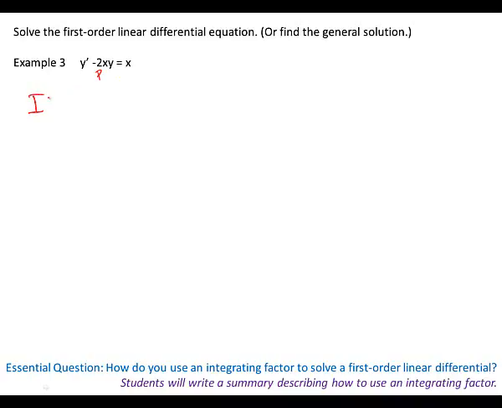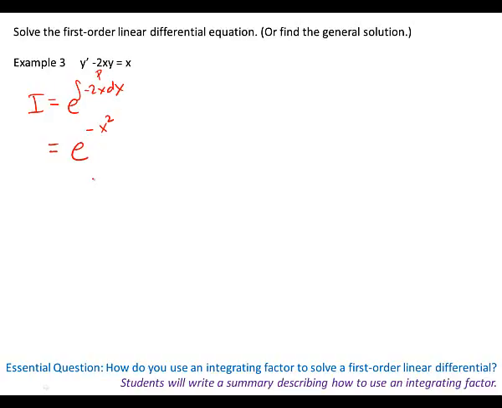Okay, so let's set up our integrating factor. So our integrating factor is e to the integral of, what's my p function? Negative 2x dx. Okay, so I've got to integrate that. So I know it's going to be e. When we integrate, we would get negative x to the what power? Squared. When we divide by 2, what happens with the 2 and the 2 in the denominator? It goes away. So I just get e to the negative x squared.